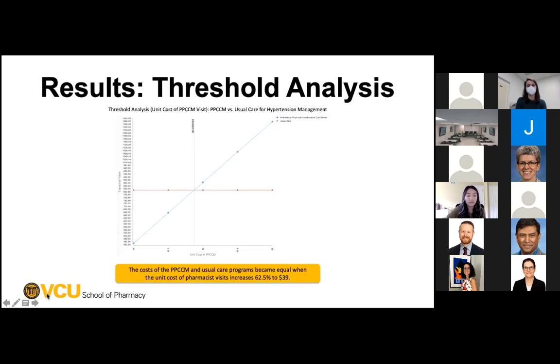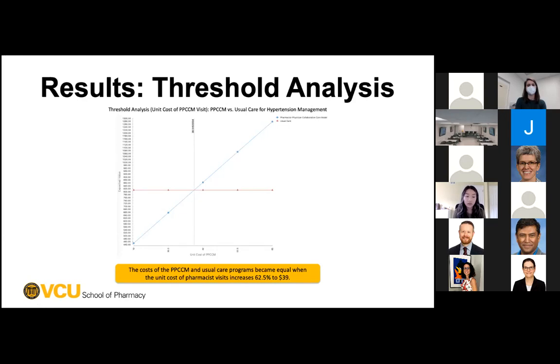So this is one of the first threshold analyses, which was for the unit cost of PPCCM visits. A threshold analysis is a special type of one-way sensitivity analysis. A threshold analysis finds the value of the estimate at which the expected values of all decision options are the same. The threshold analysis is a type of break-even analysis. At the threshold value of the estimate, all options are equal. Threshold analyses can be useful in determining how far from the baseline value the estimate's value must be for the results of the decision analysis to change.